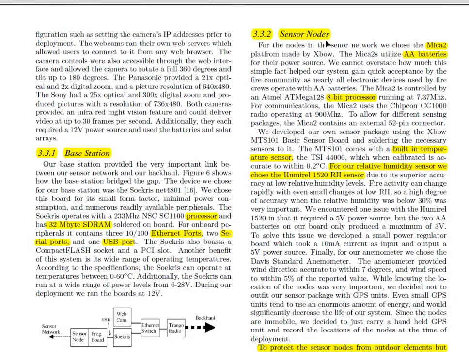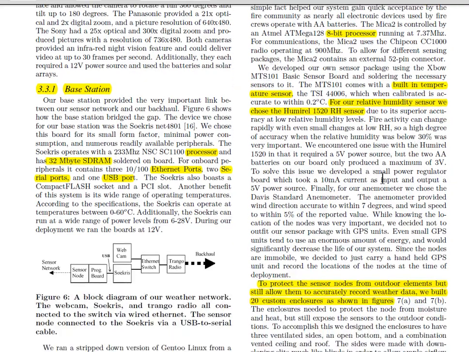The second one is the sensor nodes. The type of node they use is a Mica platform, all right, Mica 2 platform with AA batteries. And the processor, of course, is only an 8-bit processor because, as you know, the sensor node must be very small. So that's why they choose a processor that can be installed successfully on that. And also the built-in temperature sensor. So the temperature can be sensed by this type of sensor itself. And also for the humidity. So two types of sensor were embedded into this system.